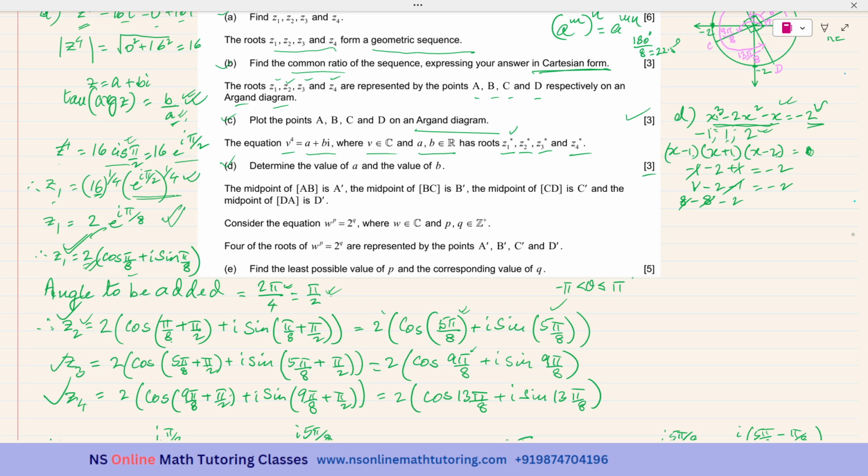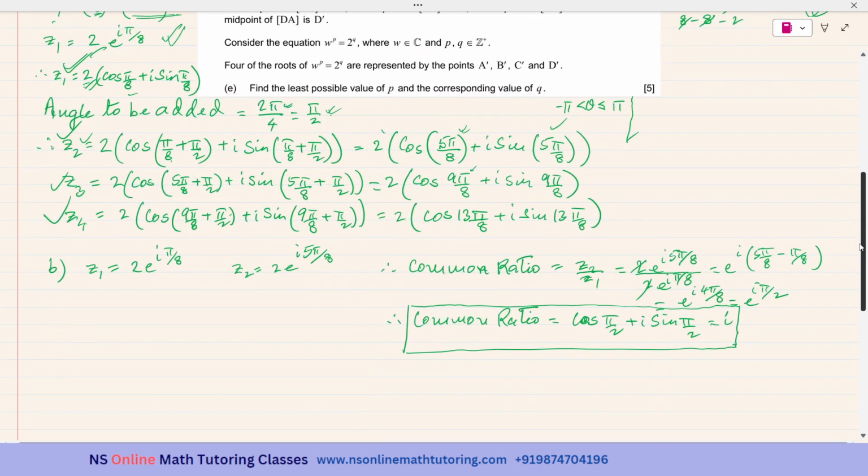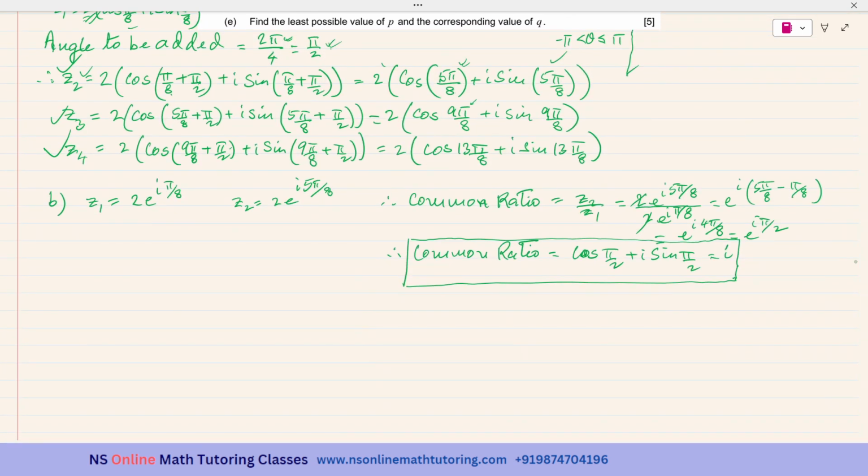I am continuing, as I don't think I'll get sufficient space. So I have shown you the logic over here. Let me do the working of part D over here. I'm writing the equation once more: v to the power of 4 equals a plus bi. Now since z1 star is a solution of this equation, and what is z1 star? It is 2 cis negative pi over 8.